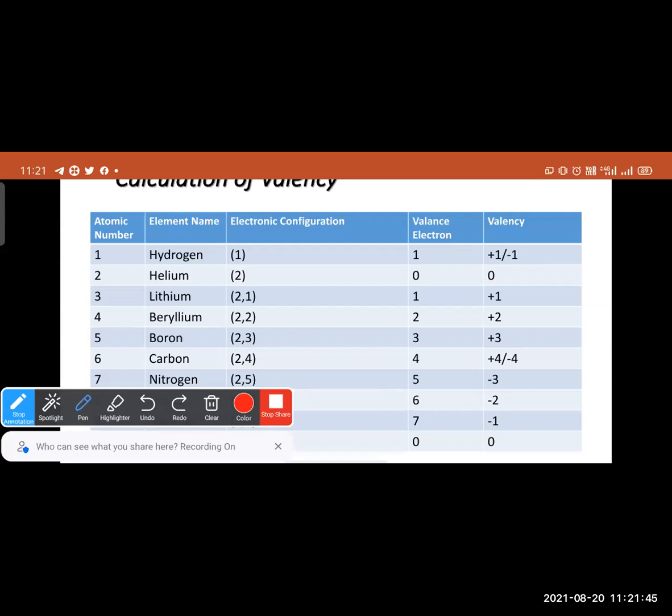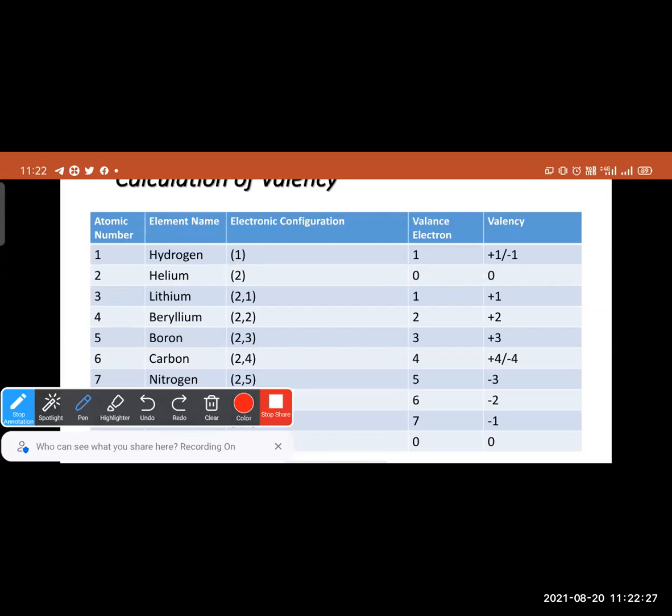Now in case of helium, the atomic number is 2 and the electronic configuration is 2. So its outermost orbit will have 2 electrons. The total capacity of the first orbit is fulfilled. Therefore, there is no free electron or valence electron. The valence electron will be 0, and for 0 valence electrons, the valency will also be 0.